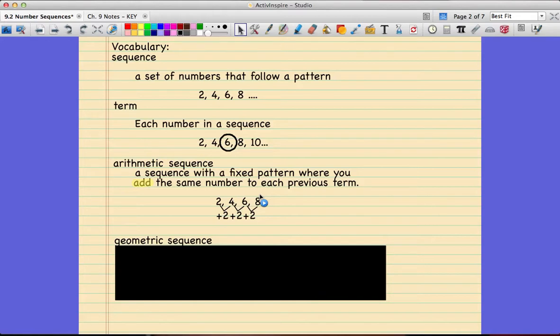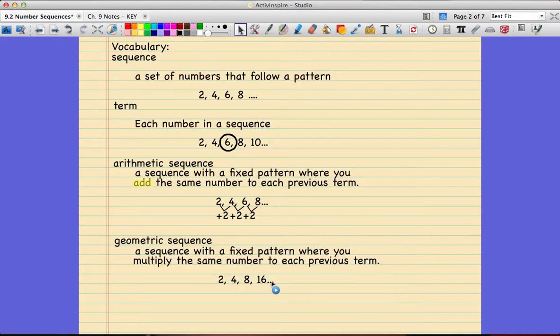A geometric sequence is a sequence with a fixed pattern where you multiply the same number to each previous term. So the difference between the two: arithmetic you add, and geometric you multiply. So in this case, we took 2 and we went to 4, so it was times 2, times 2, times 2.